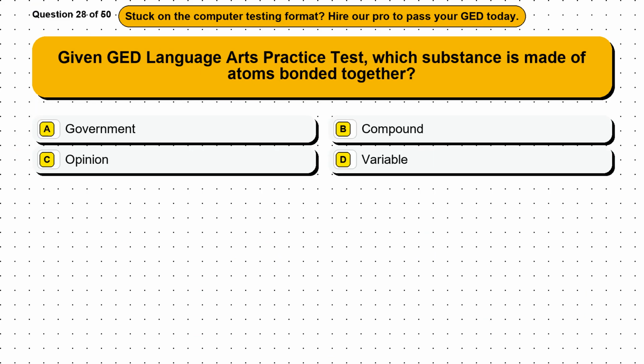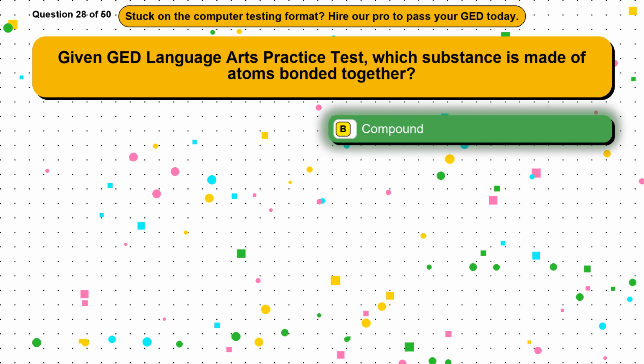Question 28. Given GED Language Arts Practice Test, which substance is made of atoms bonded together? Option A, government. Option B, compound. Option C, opinion. Option D, variable. The correct answer is option B.